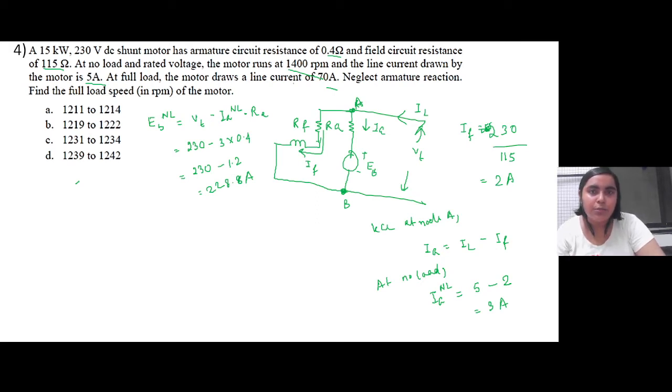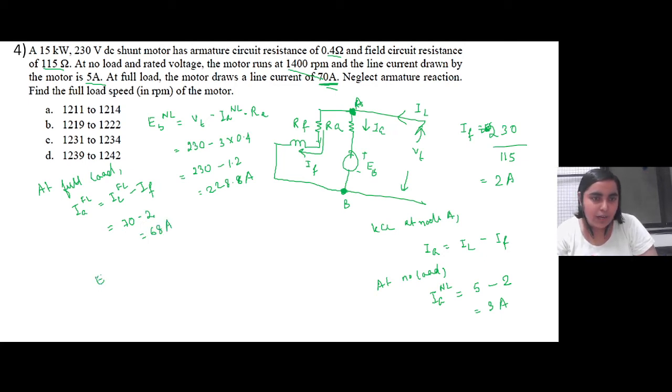Now at full load, the motor is said to draw a current of 70 ampere. So at full load, the armature current will be the line current at full load minus the field current. The field current will still be 2 ampere, because it is directly across the terminal voltage. So this is 70 minus 2, that is equal to 68 ampere.